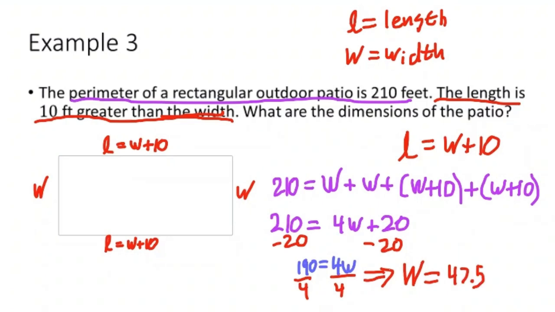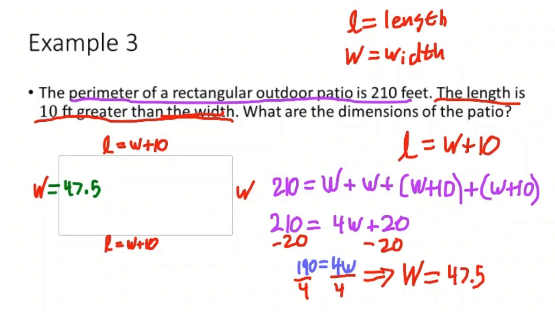One thing to be careful of when answering word problems is just because you found the variable doesn't necessarily mean you've answered the question. The question asks for the dimensions of the patio, which means we need to know the width and we need to know the length. From our work, W represented the width. So we know the width of the patio is 47.5. Now we need to find the length.